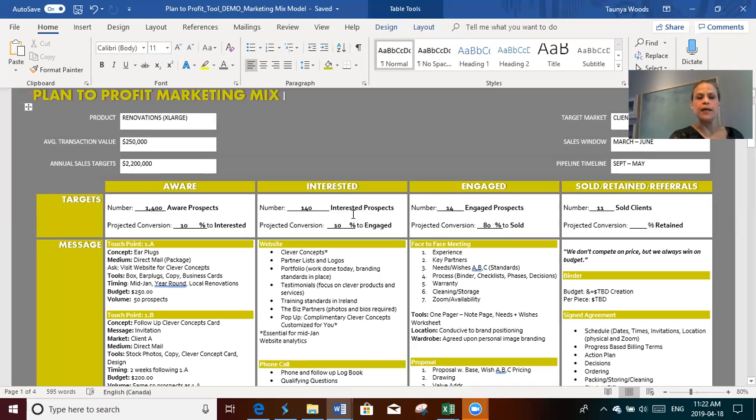So let me explain these columns to you. In a pipeline, everyone's got a different pipeline. This is the pipeline that I use. You might have your own pipeline. It's probably very, very similar to this, maybe with some different language. But we take people through a process to get them sold. We don't say, hi, my name is Tanya, do you want to buy? That's not how it works.